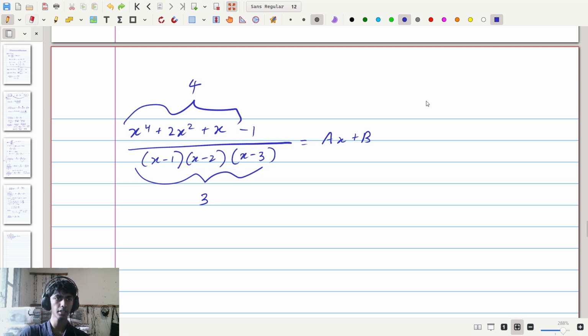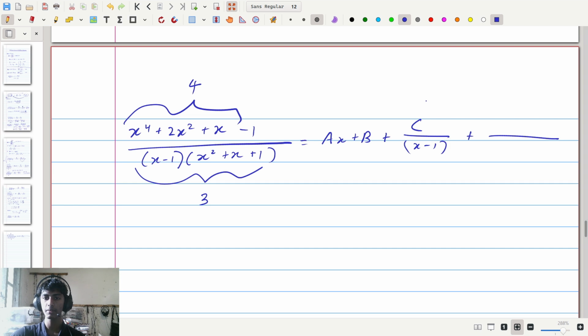In fact, to make the challenge a little bit greater, instead of writing this thing as 2 linear factors, I'll write this as an unfactorizable quadratic factor. So we'll say x squared plus x plus 1. So writing the partial fractions, it will be plus some constant divided by x minus 1, because here the order of the bottom is 1, which means the order of the top has to be 0, plus something divided by x squared plus x plus 1.